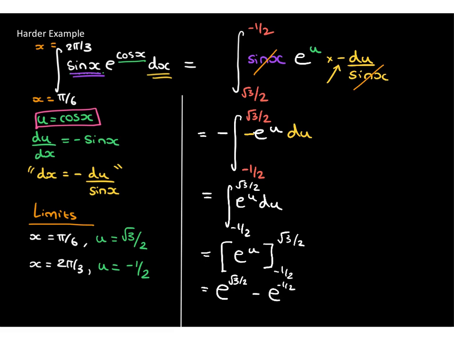Now remember, because the integral is in terms of u and the limits are in terms of u, we don't need to put this back in terms of x. From this point onwards, we carry on the whole integral in terms of u. Everything, including the limits, has been converted to u, the variable u.